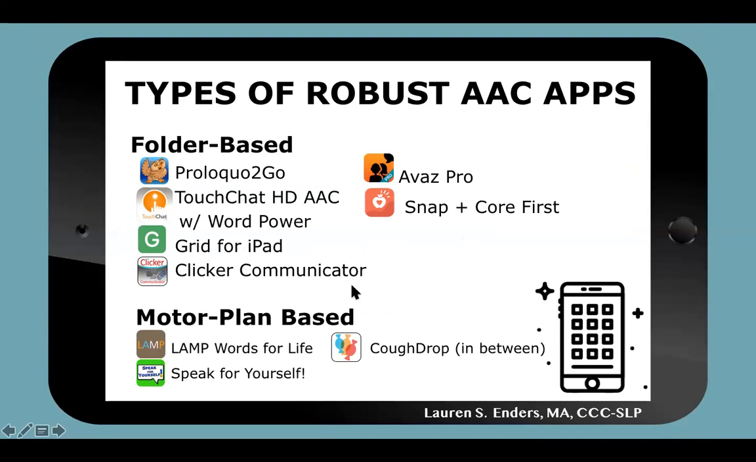All right, so types of robust apps. We've got two kinds: folder-based and motor plan-based. These are the apps we're going to look at. I don't even need to list them all right now. I want to make sure that we get through everything. What I've done is I have some videos of each. I didn't want to try to do this live with demonstration because we all know that on a webinar platform, trying to juggle technology sometimes can end in disaster.